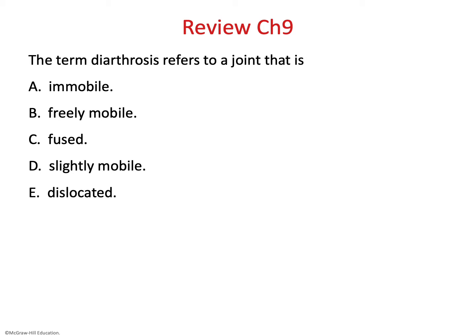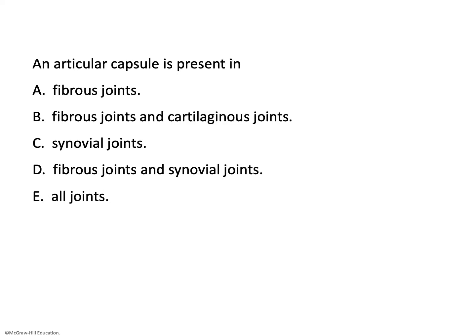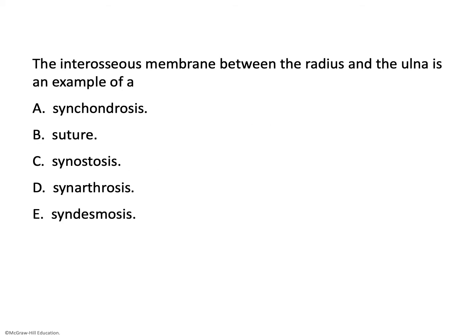The term diarthrosis refers to a joint that is freely mobile. So diarthrosis is freely mobile, letter B. The sagittal suture is an example of a fibrous joint, letter B as in boy. An articular capsule is present in synovial joints, letter C. The interosseous membrane between the radius and ulna is an example of a syndesmosis, letter E.